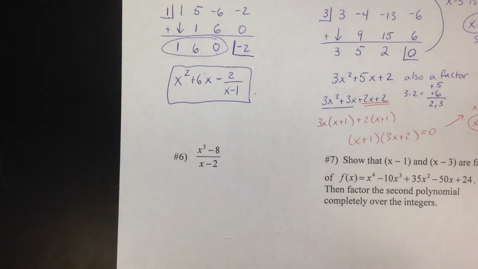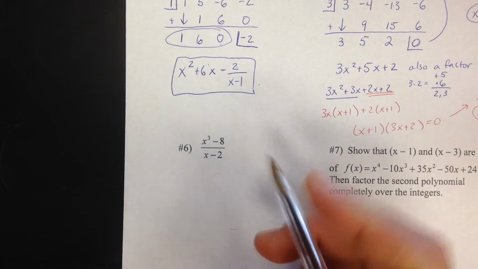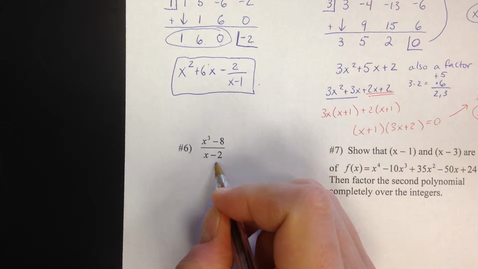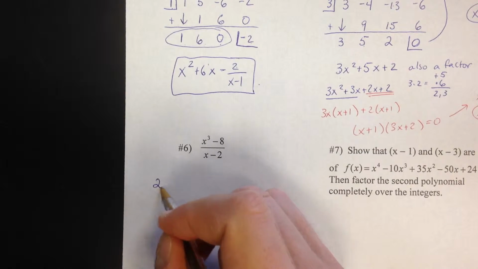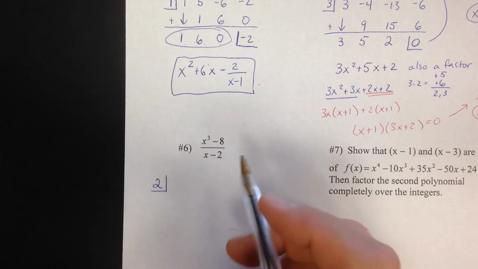All right, let's do 6. x to the third minus 8 divided by x minus 2. Okay, now if it's x minus 2, then that means our number in the corner is positive 2. It's the opposite of what you see.